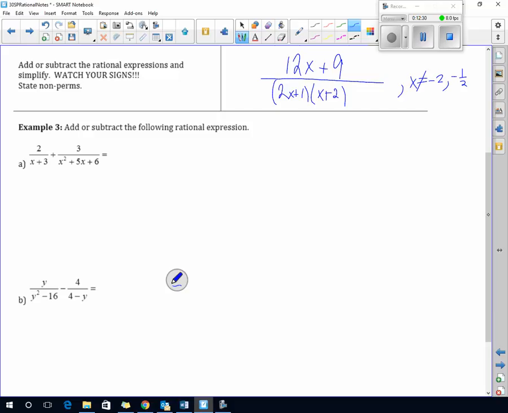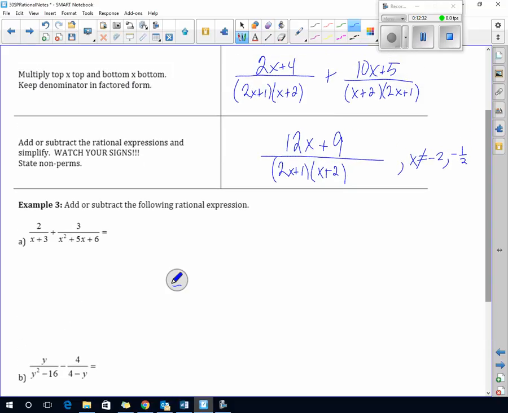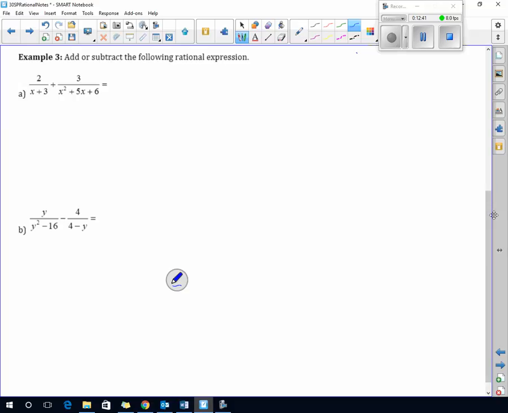Okay, so this is factored to be x plus 3 times x plus 2. So my LCD is x plus 3 times x plus 2, which means I don't have to do anything to the second fraction. So the first fraction is over x plus 3, so that's going to be x plus 2 over x plus 2, plus 3 over x plus 3, x plus 2. Does everybody see that?